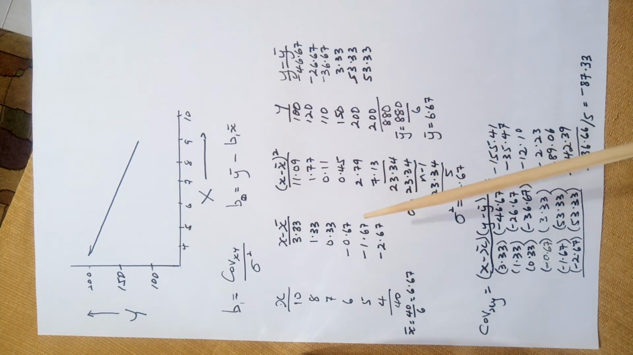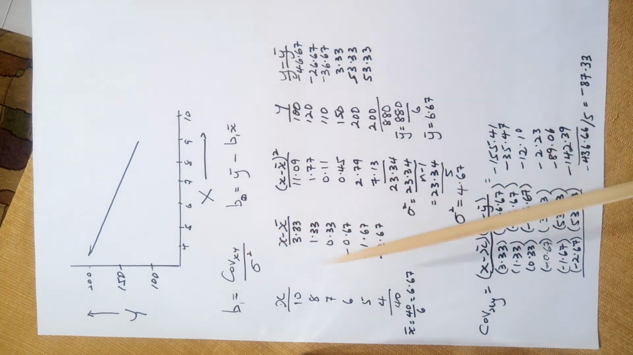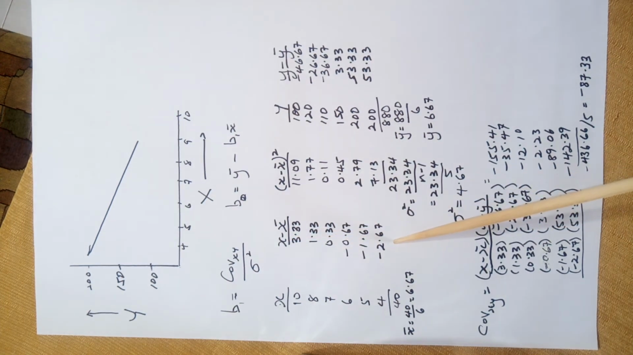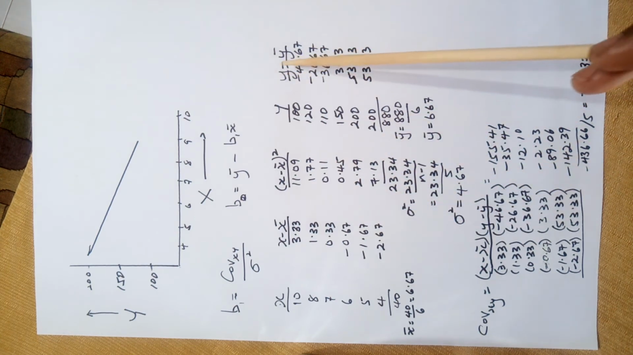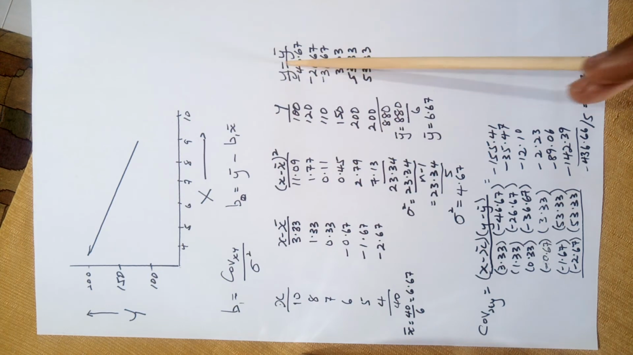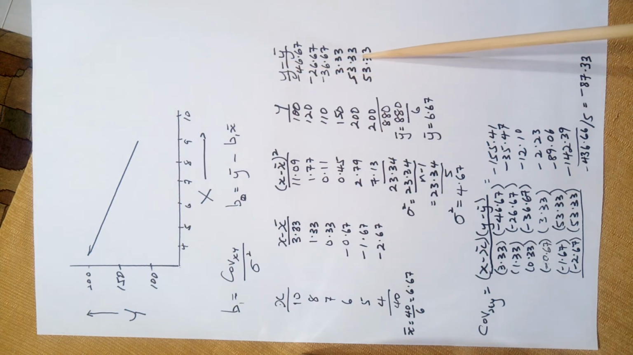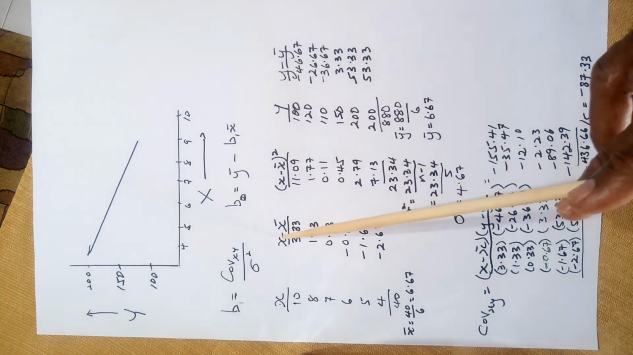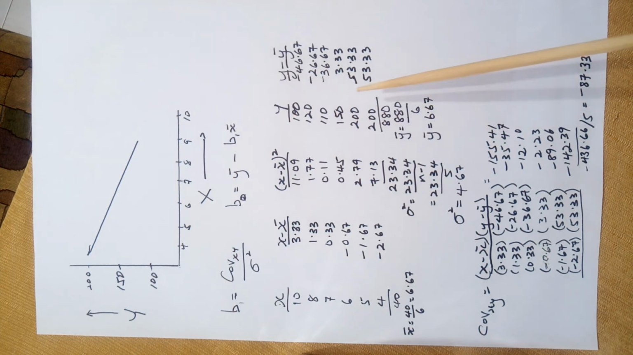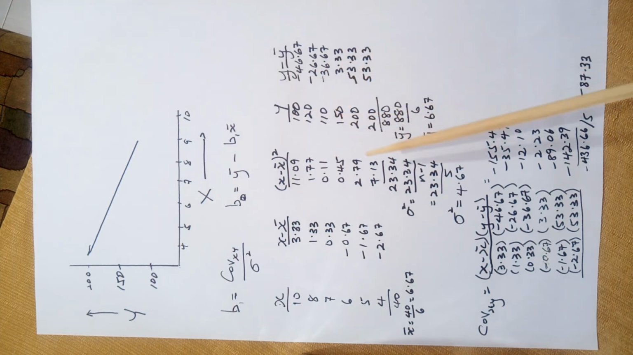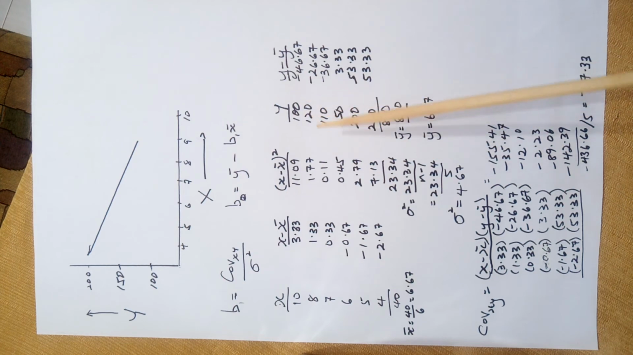So what we need to find now is the covariance of x and y, which we find with this set of computations. We simply multiply this column for x by the corresponding column for y. We found these y minus y bar values in the exact same way as we found x minus x bars. We simply take away y bar, which is 6.67, from each of the y values that we had.